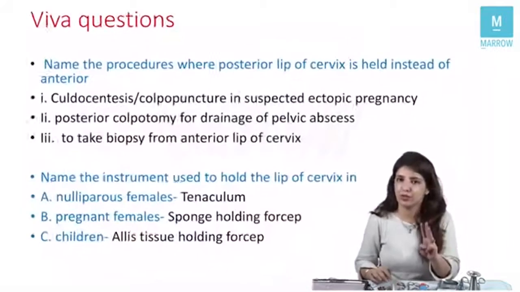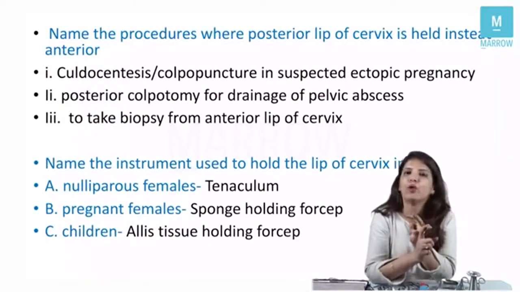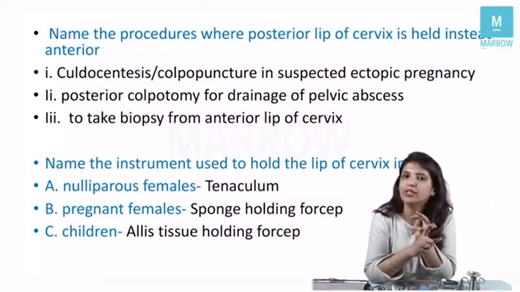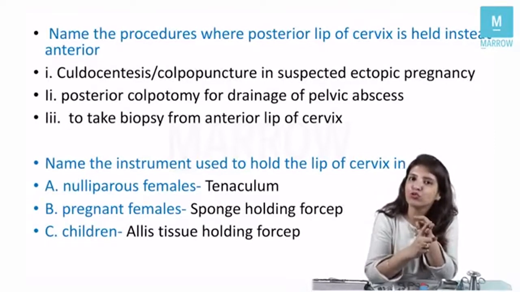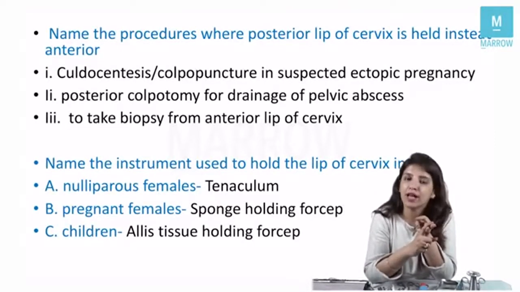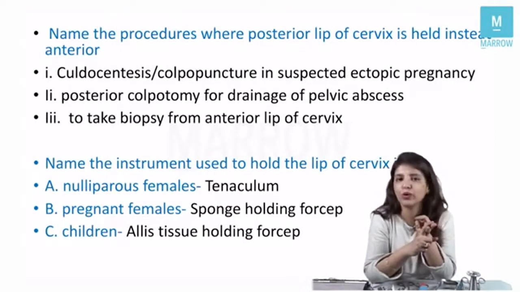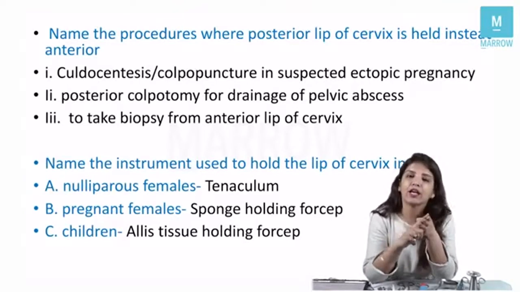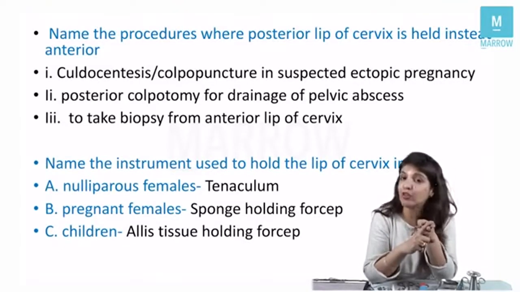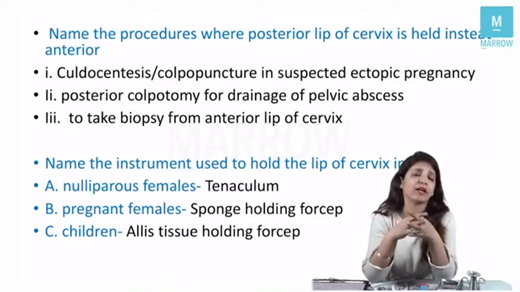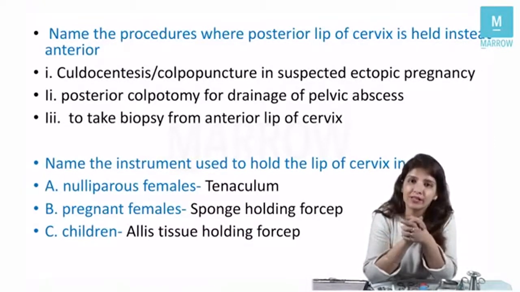Three instruments, right? Number one, if you have to hold a non-pregnant multiparous female's cervix, you are going to use a vulsellum. If you have to hold a non-pregnant nulliparous female's cervix, you are going to use a tenaculum. And if you have to hold a pregnant female's cervix, and when do you hold a pregnant female's cervix? When you are doing a cervical cerclage.